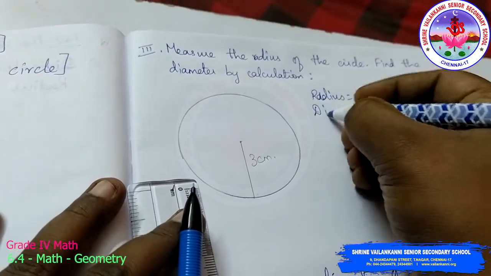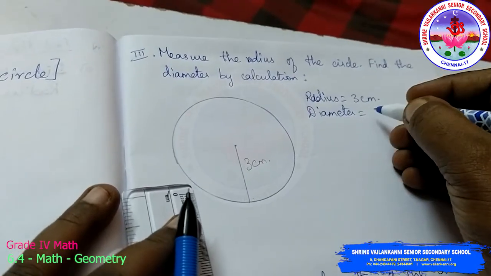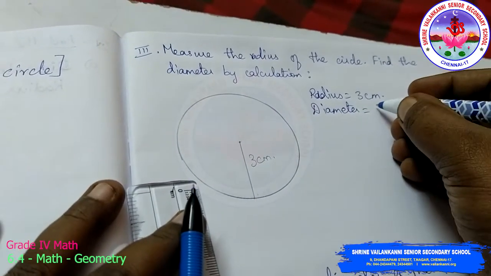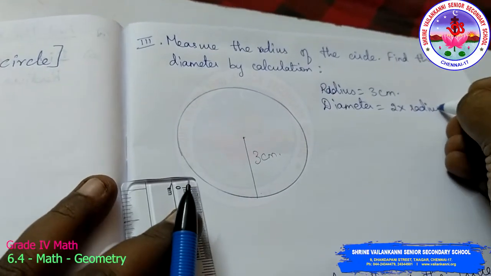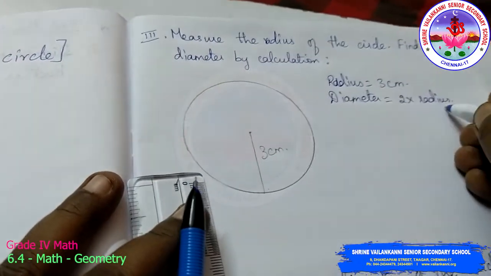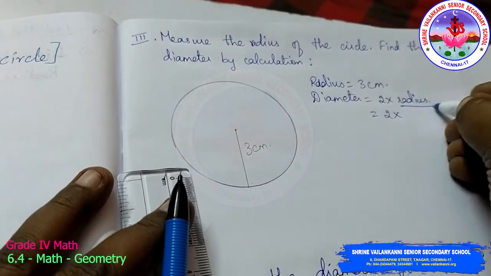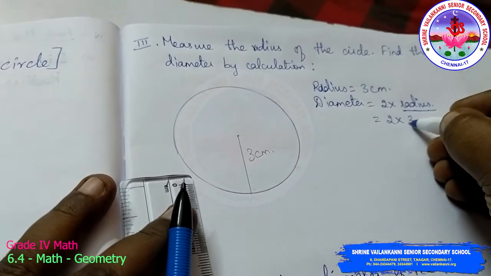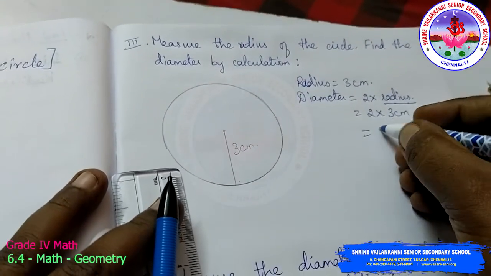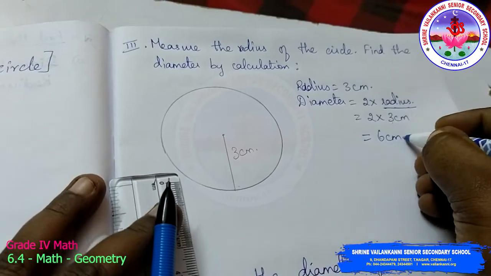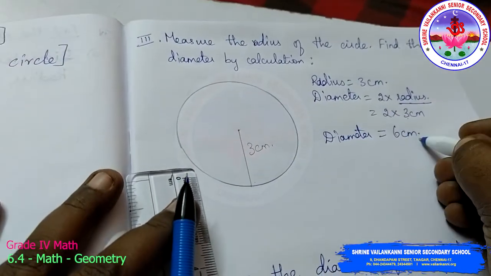To find the diameter, we have to use the formula. What is the formula for finding the diameter? 2 into radius. In the previous video, I told you the formula. That formula only I am using. So 2 into radius. What is the radius measurement? 3 centimeters. 2 threes are 6. So the diameter's measurement is 6 centimeters.